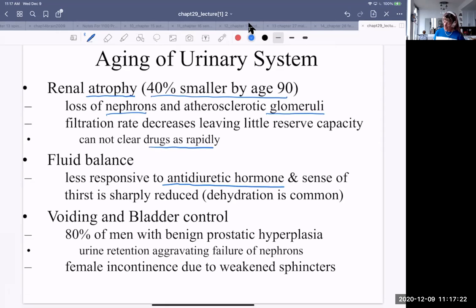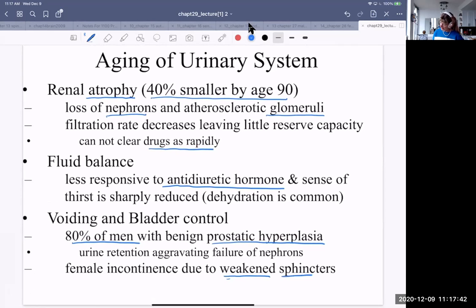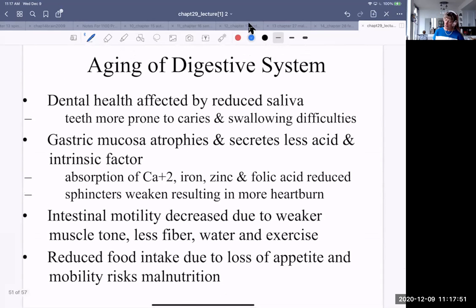Voiding and bladder control, in 80% of men with benign prostatic hyperplasia, urine retention is aggravated by failure of the nephrons. And female incontinence is due to weakened sphincters. So Kegel exercises are important for females. And the digestive system can also reduce in function. Dental health is affected by reduced saliva. Saliva is very important for health of teeth. So you're more prone to cavities and also swallowing difficulties.